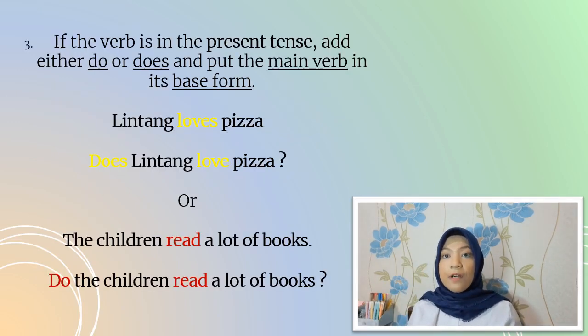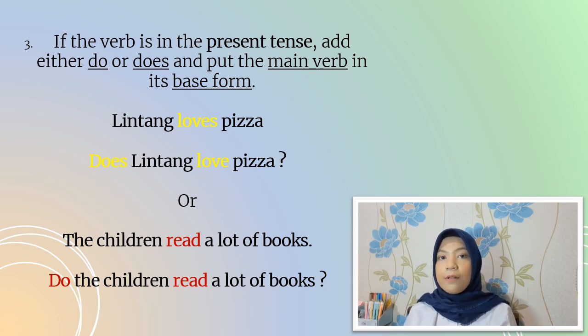Third, if the verb is in the present tense, add either do or does and put the main verb in its base form. For example, Lintang loves pizza. Loves is the main verb. Loves is in the present tense. So our yes or no question is, does Lintang love pizza? We use does because the subject Lintang is singular. We use love because love is the base form of loves.